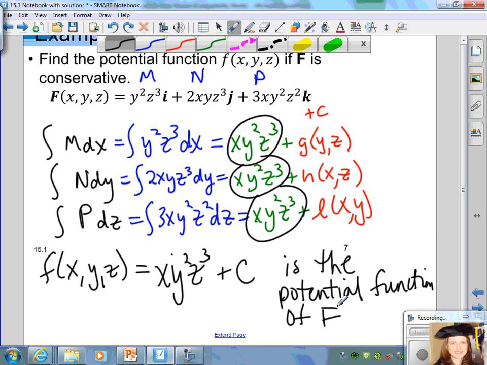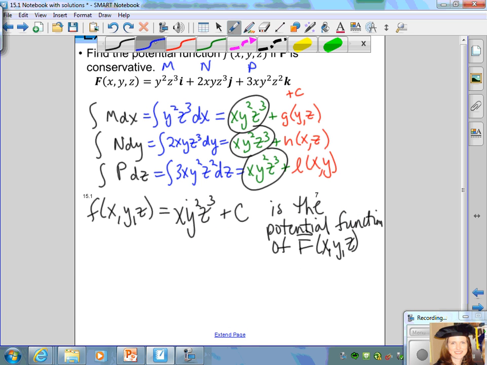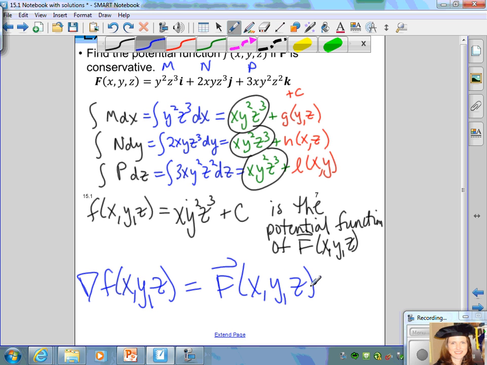And what that means, f of x, y, z. Okay. And what that means is that you can always check your work here. The gradient of this potential function is going to equal that vector field F of x, y, z. And recall how to find the gradient. You take this function, take the partial with respect to x and y and z, and you would get these three components.